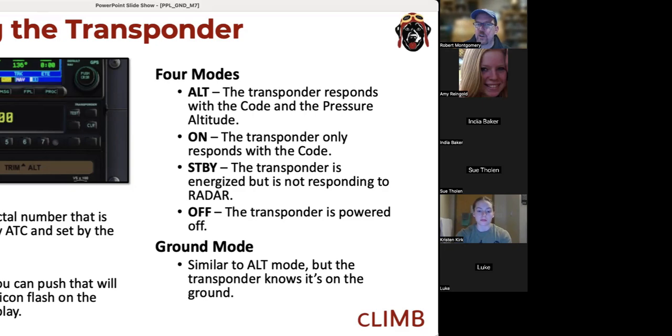A lot of times when you do your initial call up, you say, "Hey, here I am. I'm over the Kennebunk VOR at 3,000 feet." The first question he's going to ask is, "Okay, go ahead and ident." You ident. It makes it easy for them to find you on the scope. They go, "Okay, that's you. All right," and then they can do what they got to do. Okay.